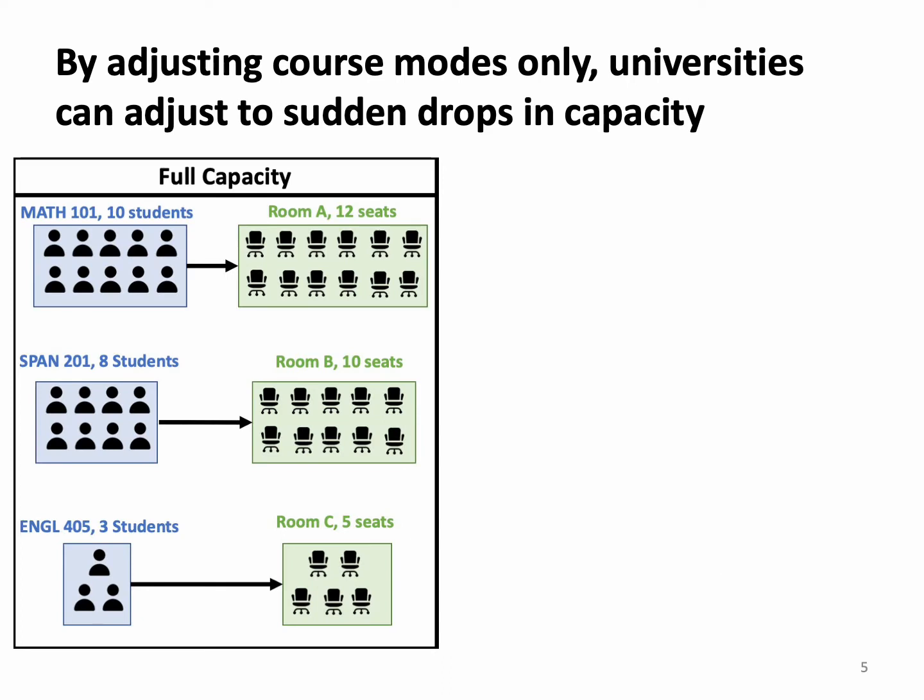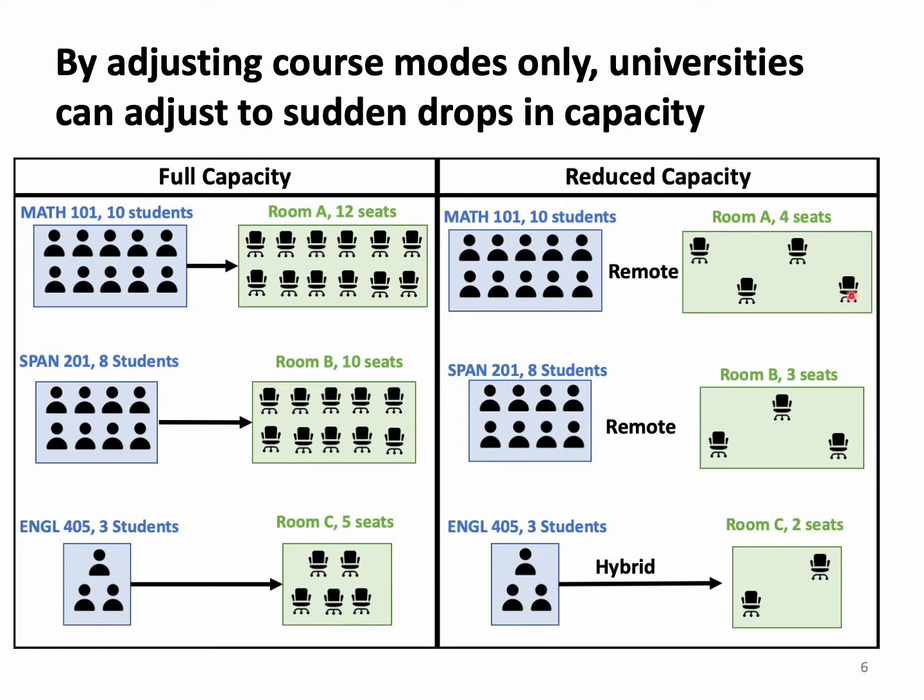We helped Georgia Tech figure out what would happen if they only changed the course mode in order to address the sudden reduction in classroom capacity. For example, consider what would happen in this example if we delivered these 3 courses in these 3 classrooms for a particular time slot in the timetable. Under reduced capacity from social distancing, we would see that, for example, this math class with 10 students could no longer fit in this room with 4 seats, and therefore that class would need to be delivered in remote mode.